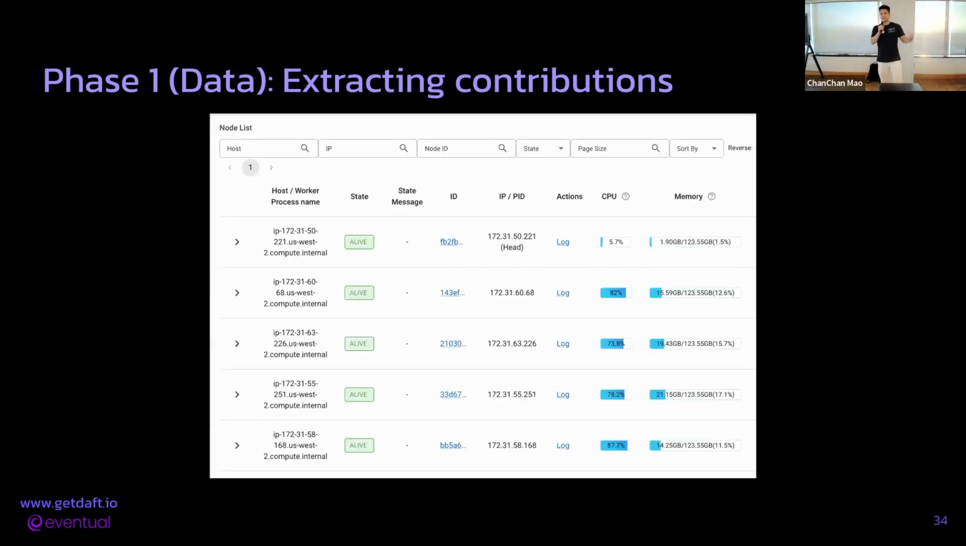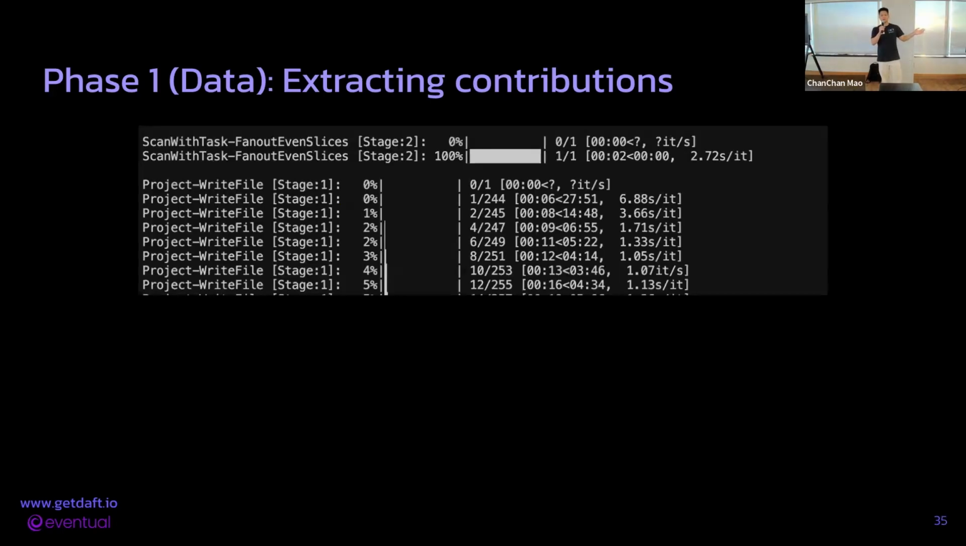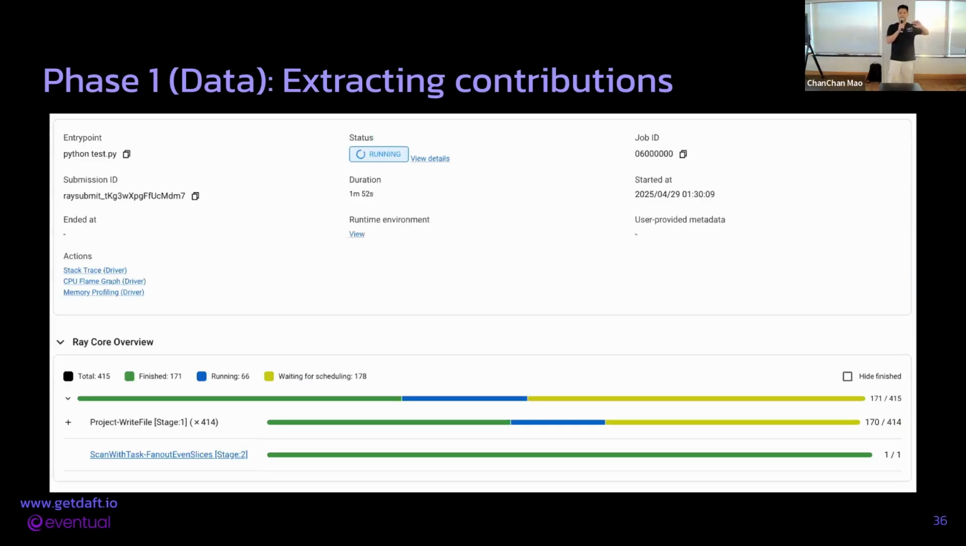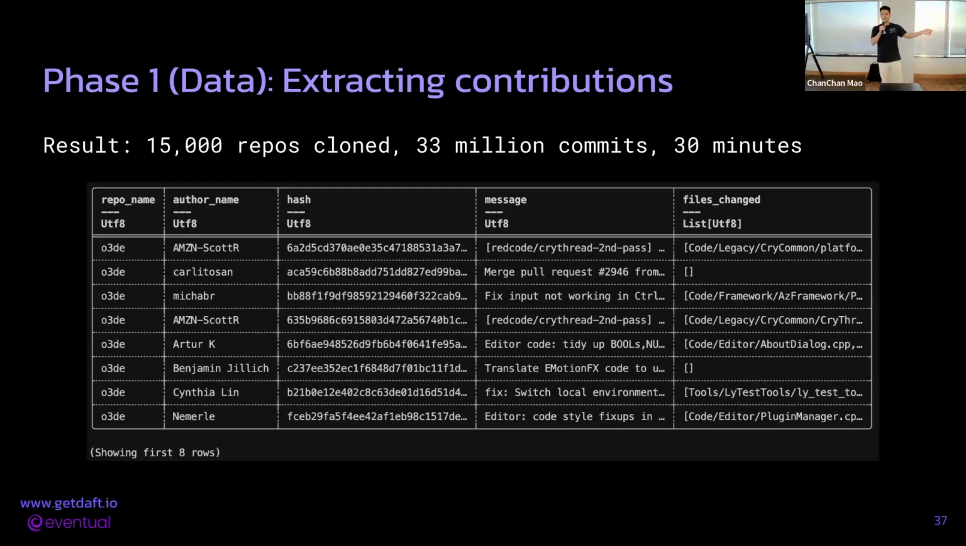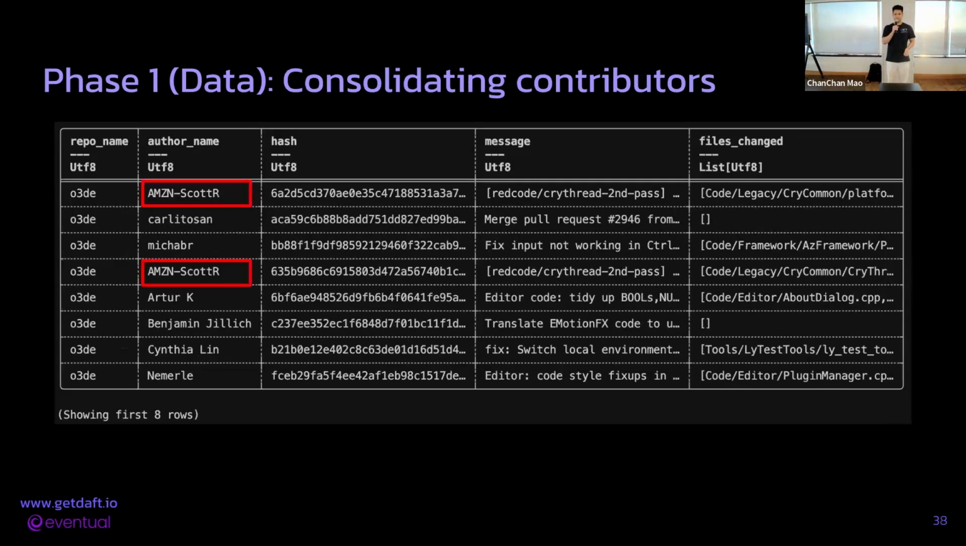So we spun this up. We looked at our dashboard. We got 4 nodes. CPU is going crazy. IO is going crazy. Everything's good. The Daft progress bar is cooking. The tasks are running. The Ray dashboard is going fine. And at the end of the day, we cloned all 15,000 repos. We extracted a total of 33 million commits, and we did it in 30 minutes. Oh, thank you. All right, next step.